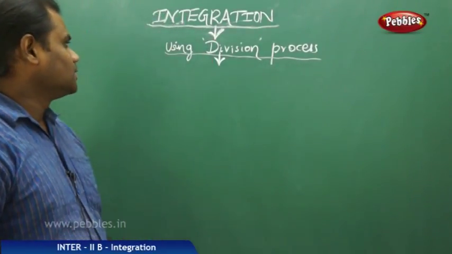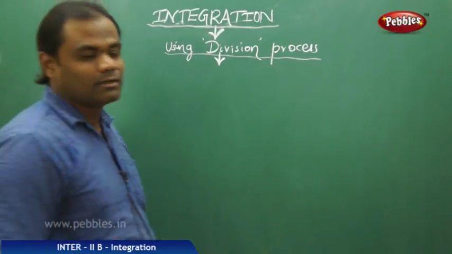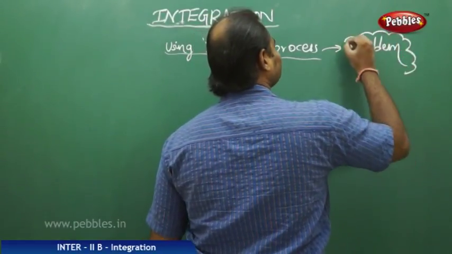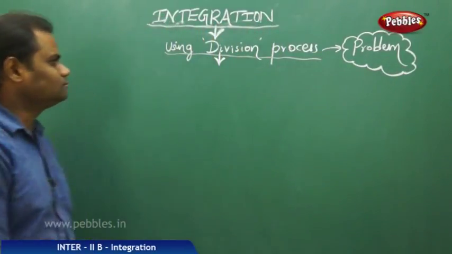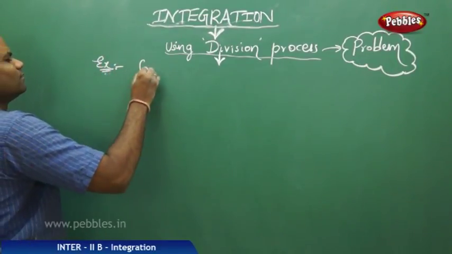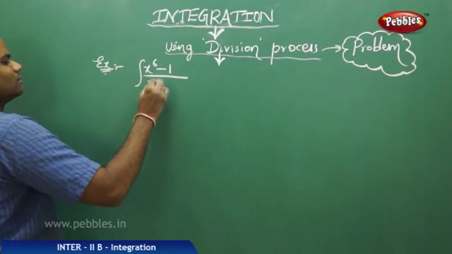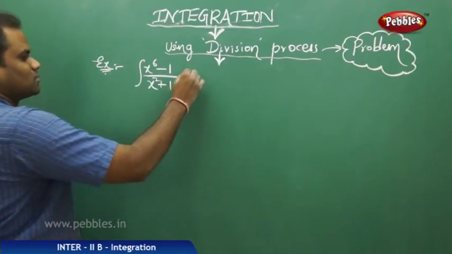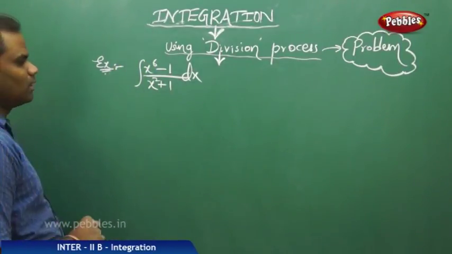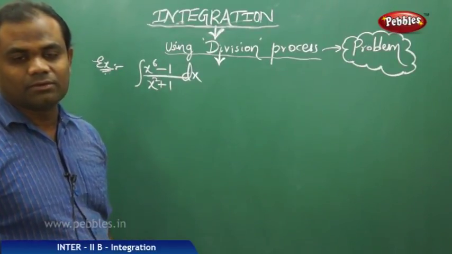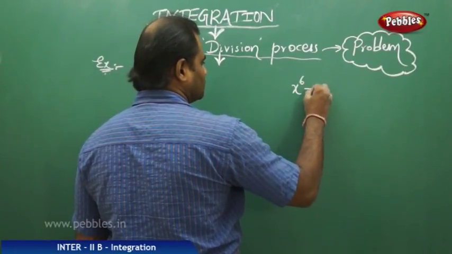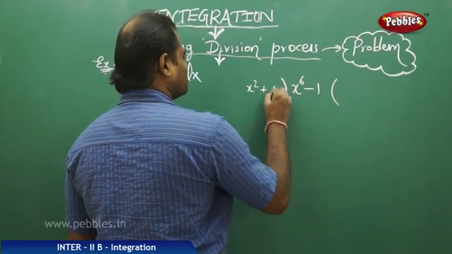Now next, let's see how we can use the division process in solving integration problems. So here I have the integral of (x power 6 minus 1) by (x squared plus 1) dx, which I need to simplify. This can clearly be divided using the division algorithm, a equal to bq plus r. So let's divide the polynomial with x squared plus 1.